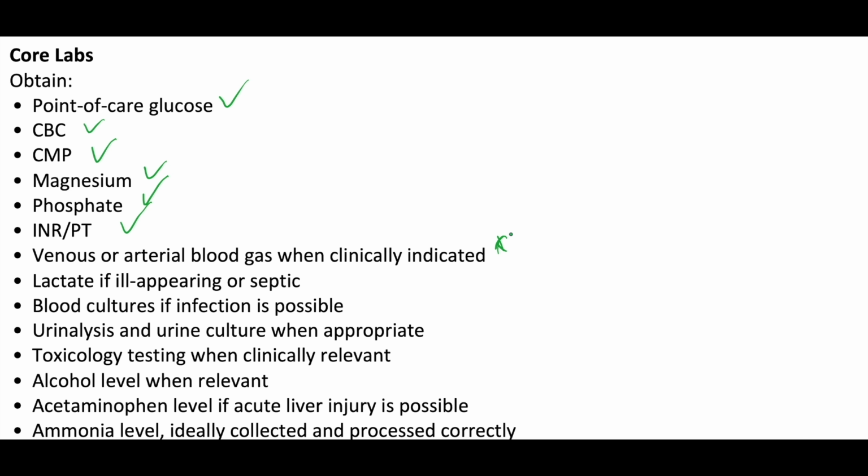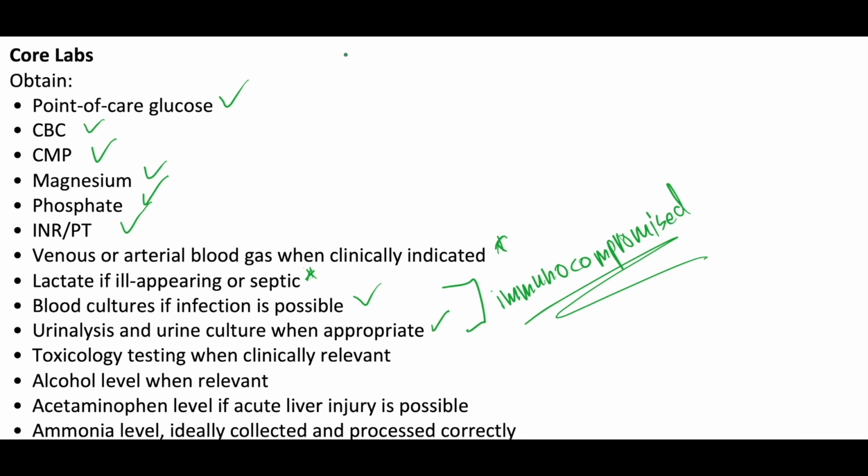If they look sick, lactate, right? Because sepsis is one we got to really ponder deeply. Blood cultures and urinalysis are two tests that in patients with cirrhosis, right, they're relatively immunocompromised. So they might not show the same signs of infection that someone who is immunocompetent would show.